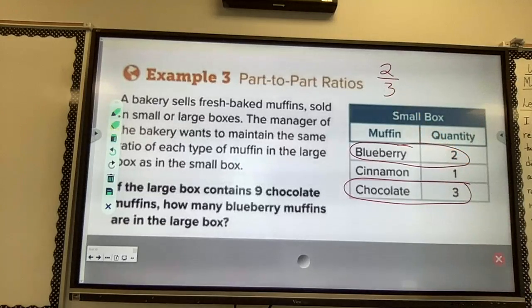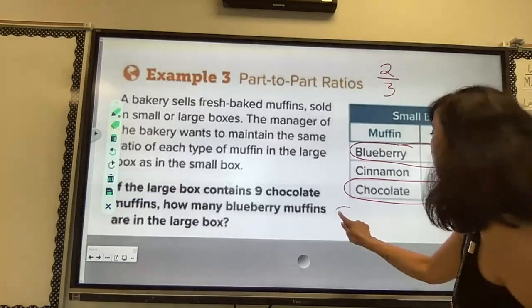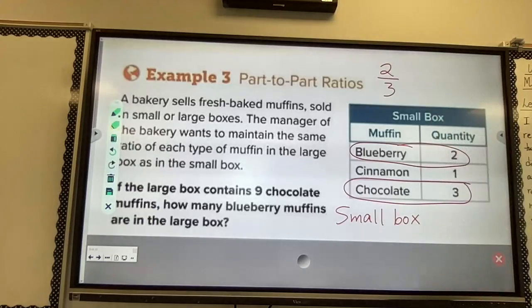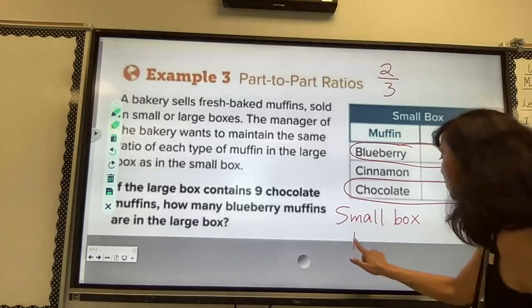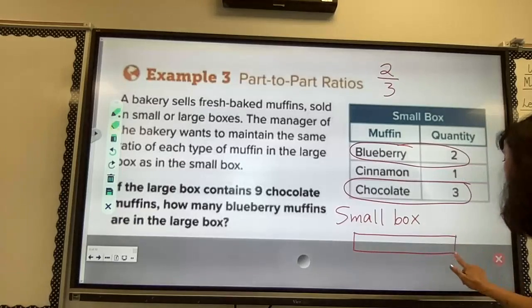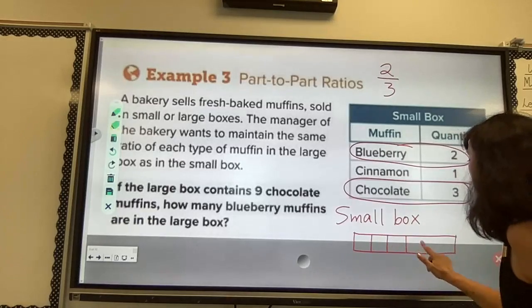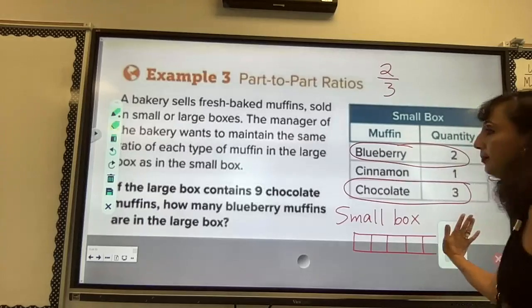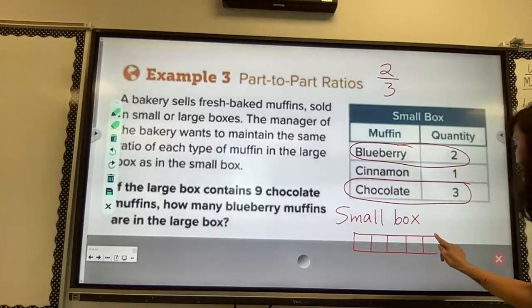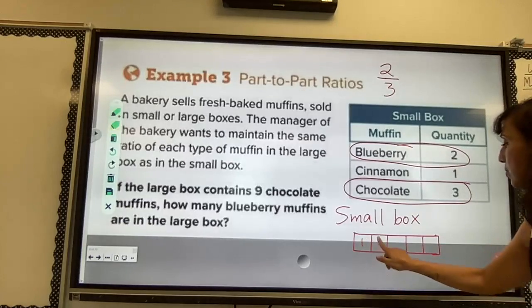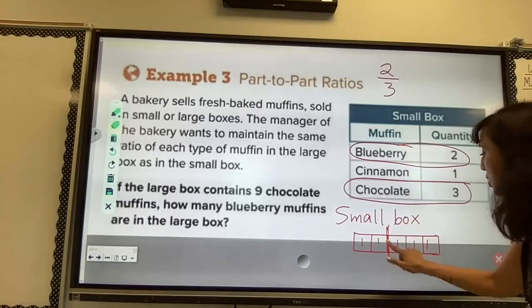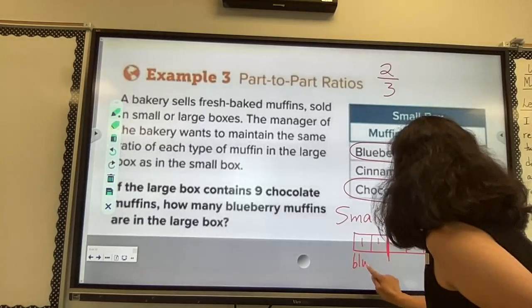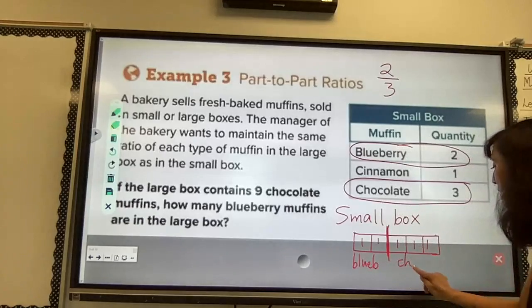But if I was doing a bar diagram in the small box, I would have 2 to 3. So this is 1, 2, and 3. Let me try to remove this much. Hold on. There we go. 1, 2, 1, 2, 3. Okay, so this is 1, 1, 1, 1, 1. So this much here, this is my blueberry. And then this is my chocolate.